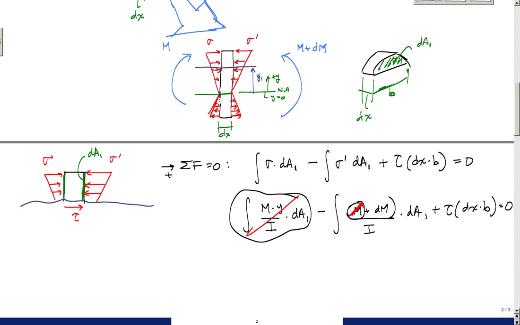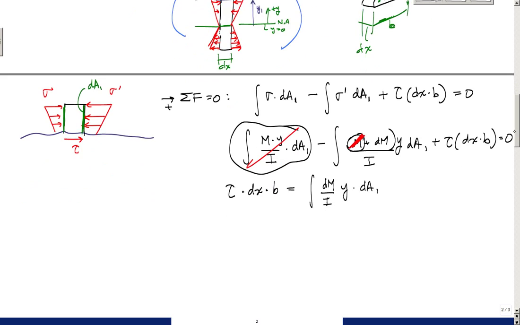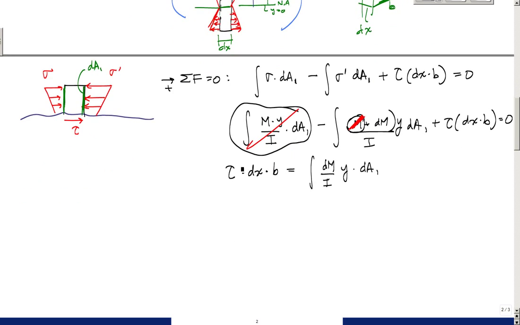What I'm left with is tau times dx times b is equal to dM over I times y. I almost forgot the y in the normal stress calculation. dM times y times dA1. Bam. And what this says even further is that if I is constant, tau is dM over dx times 1 over IB times y dA1.